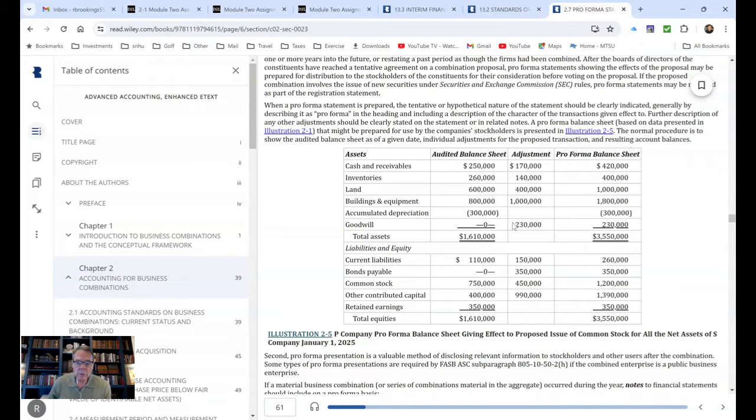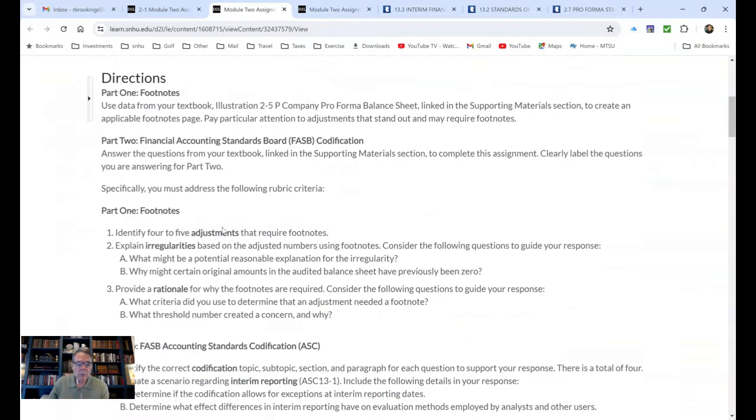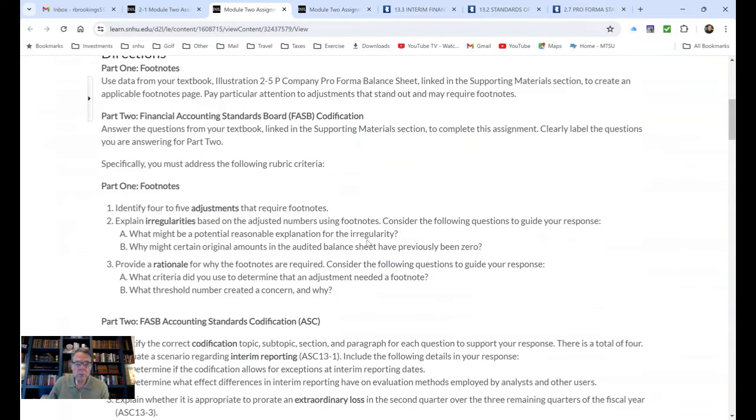And so you would just really focus on these adjustments, 4 or 5 of these, and then you would talk about them. Again, why is that adjustment made? What might be the potential reasonable explanation for the irregularity? Why might certain original amounts in the audited balance sheets have previously been zero? Provide a rationale for the footnotes as required. So that's the first part.